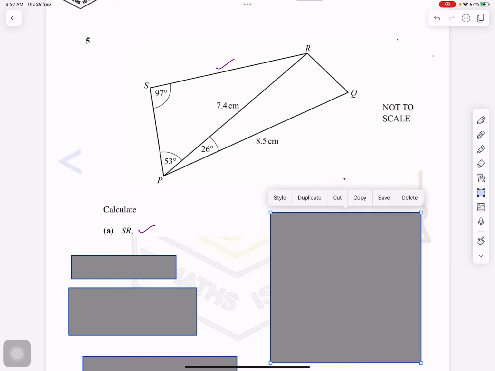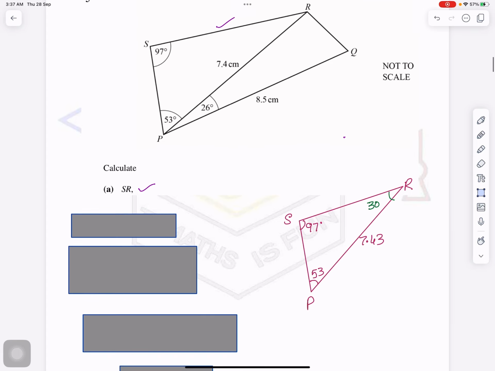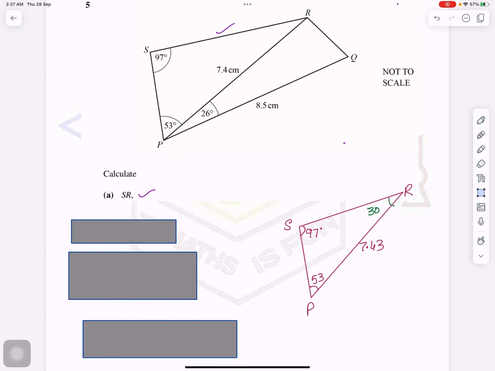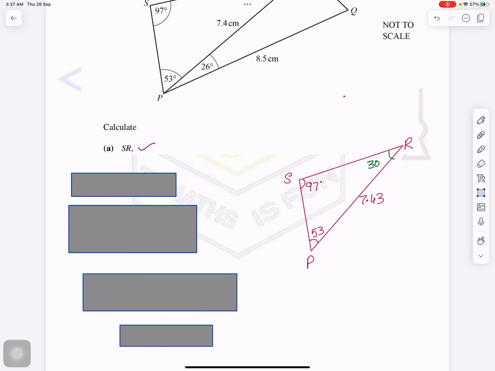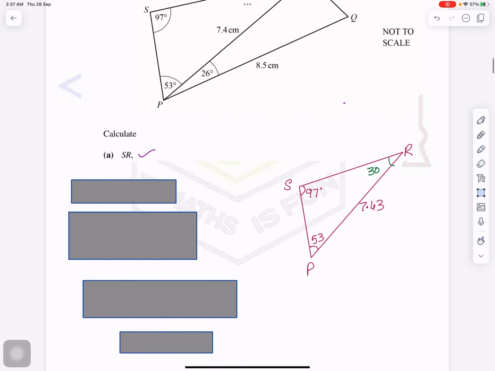I have drawn the triangle here for you separately. And it's better if you also draw a rough sketch separately. It will help you because looking at the complex figure, it sometimes confuses us. So I have drawn PSR here separately and I have written the values which are given in the question. And I have to find out this side. So which rule you will apply, you have to decide.